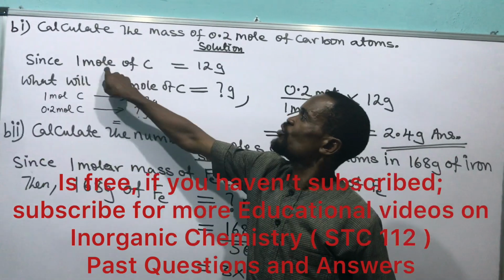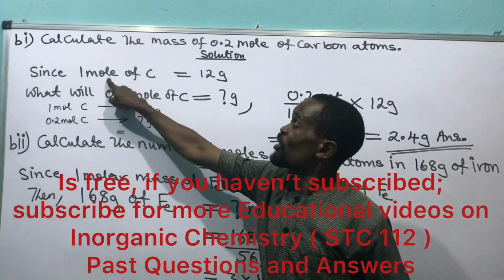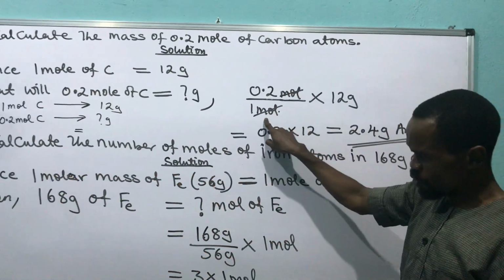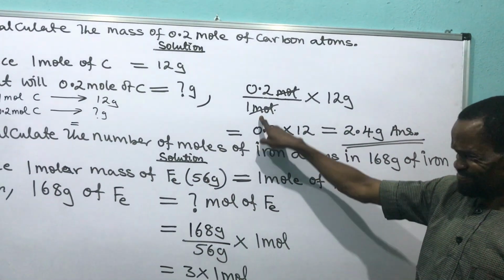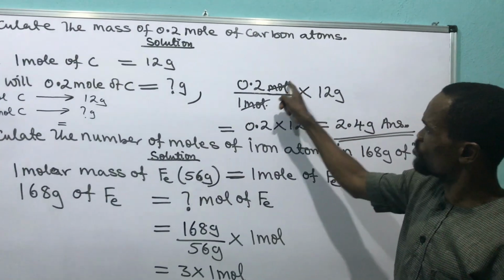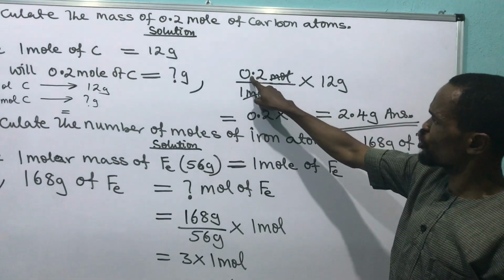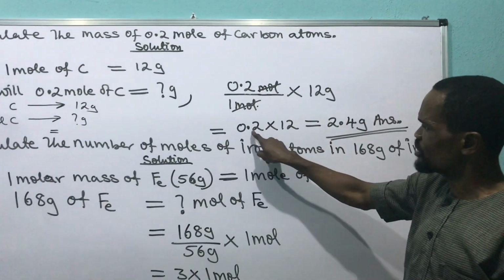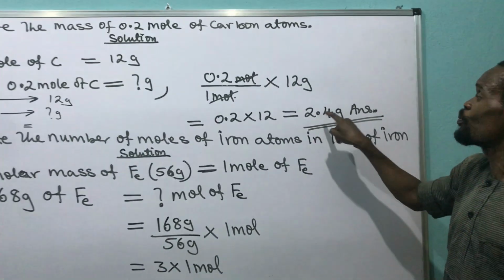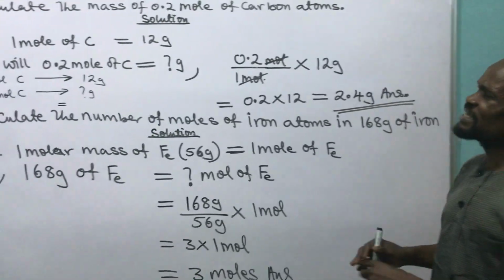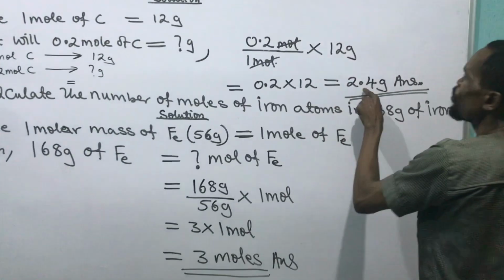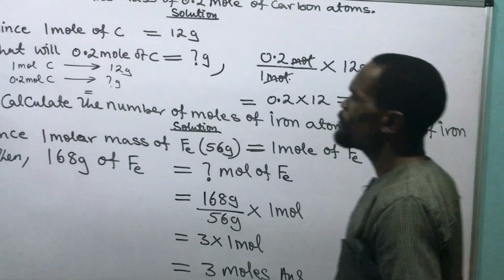reference point. Look at my reference value, which is 1 mole. So this 0.2 mole divided by 1 mole, my reference value, times 12 grams. Then mole cancels mole. 0.2 divided by 1 gives 0.2, times 12, and that will give me 2.4 grams. That means that 0.2 mole of carbon will give me 2.4 grams. Then we'll come back to B.